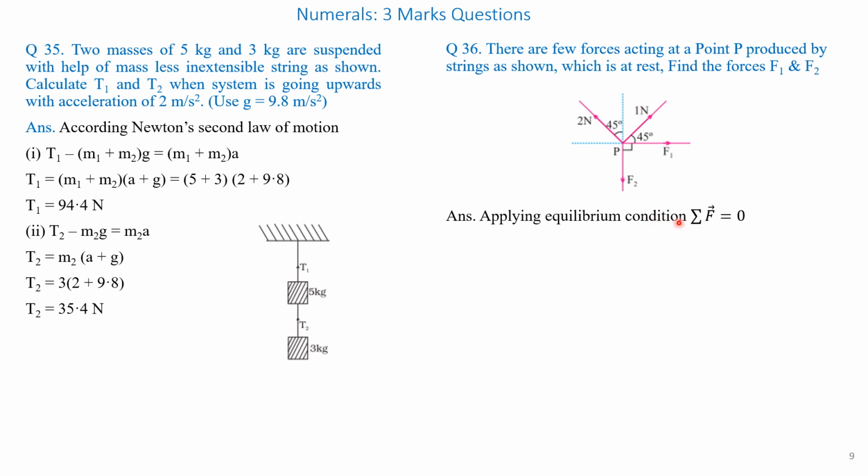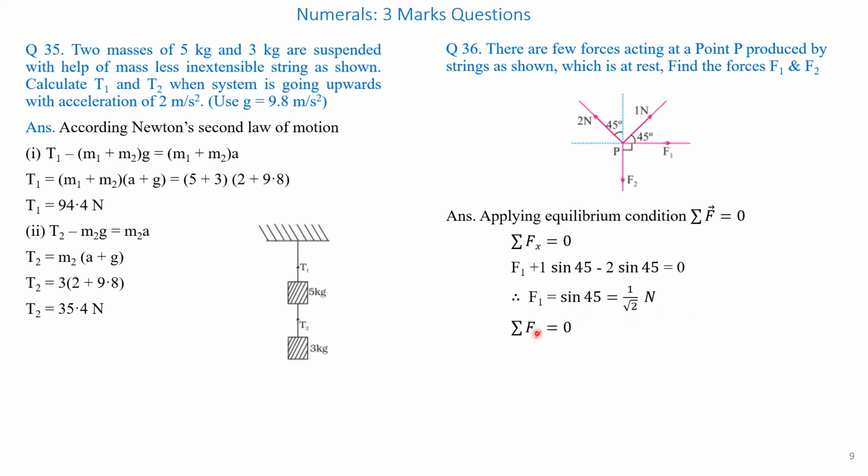Applying the equilibrium condition, sigma F is equal to 0. So let us solve. Sigma Fx should be equal to 0, that is the sum of forces acting in the x direction should be 0. So F1 is acting along the x-axis plus 1 sin 45, which acts in this direction, minus 2 sin 45, equal to 0. Therefore, F1 is equal to 2 sin 45 minus 1 sin 45, that is sin 45, which is equal to 1 by root 2 N.